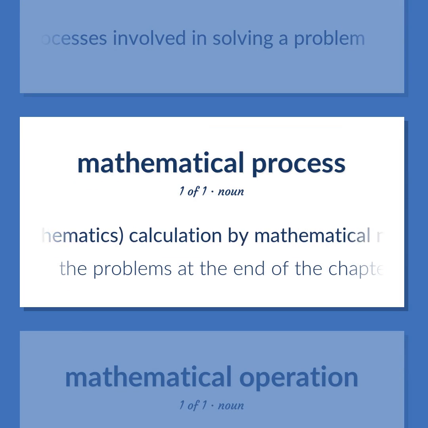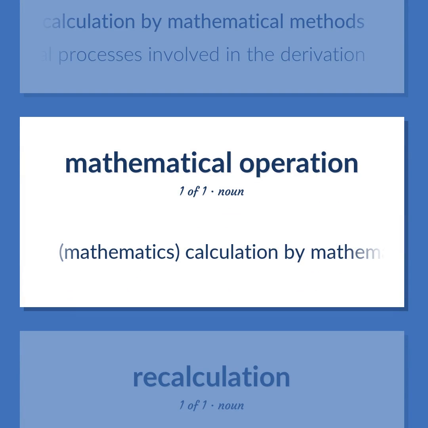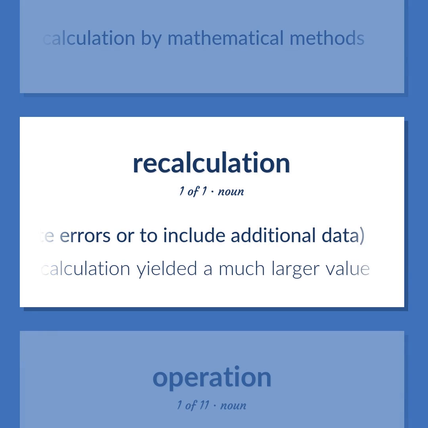Mathematics, calculation by mathematical methods. The problems at the end of the chapter demonstrated the mathematical processes involved in the derivation. Mathematics, calculation by mathematical methods. The act of calculating again, usually to eliminate errors or to include additional data. Recalculation yielded a much larger value.